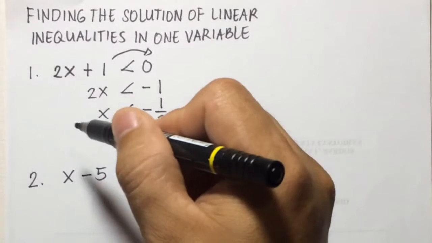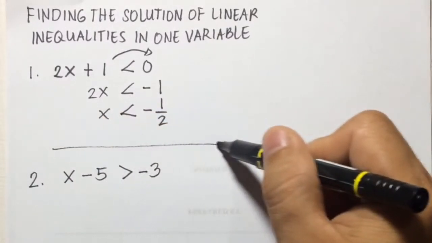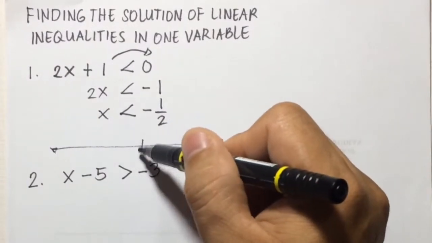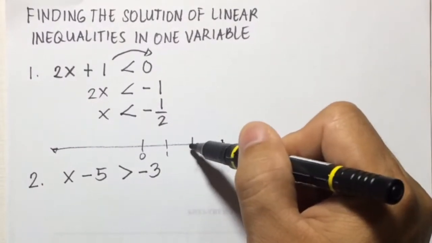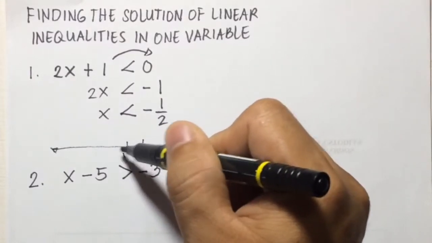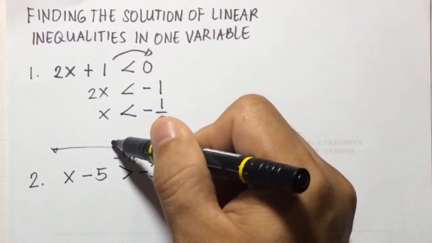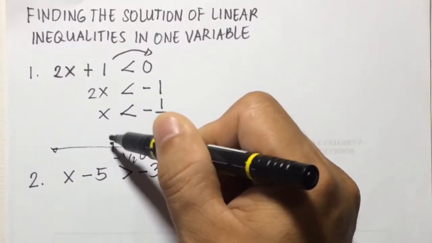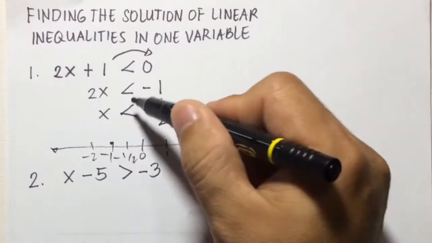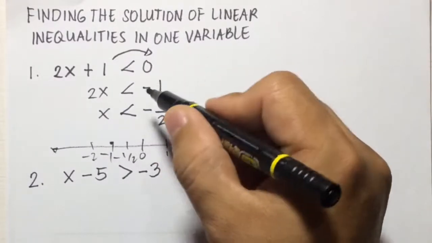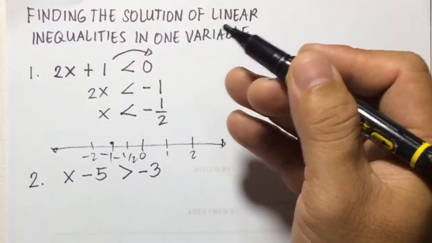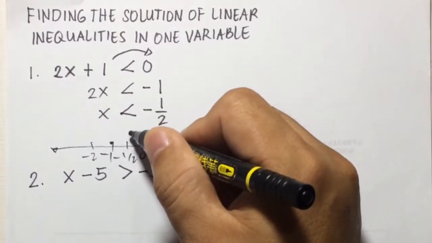Now if we're going to draw a number line for your solution, we're going to have here 0, 1, 2, and you can have here 1/2 or negative 1/2. This is negative 1 and negative 2 and so on. So less than means all the numbers less than negative 1/2. Less than is towards the left. So you're going to have your answer as this one.